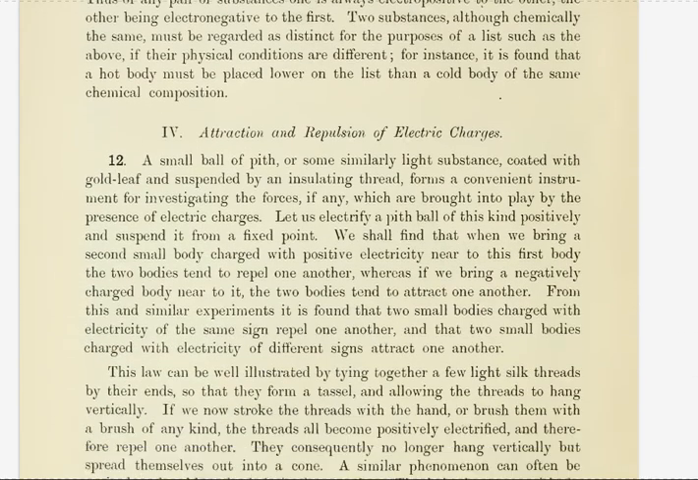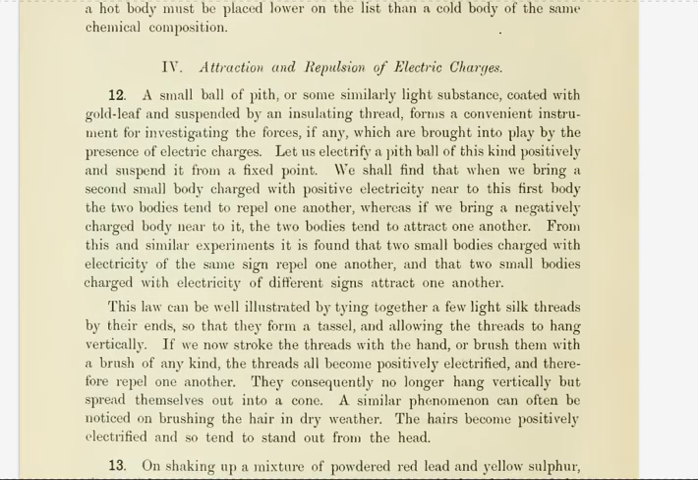12. A small ball of pith, or some similarly light substance, coated with gold leaf and suspended by an insulating thread, forms a convenient instrument for investigating the forces, if any, which are brought into play by the presence of electric charges. Let us electrify a pith ball of this kind positively, and suspend it from a fixed point. We shall find that when we bring a second small body charged with positive electricity near to this first body, the two bodies tend to repel one another, whereas if we bring a negatively charged body near to it, the two bodies tend to attract one another.